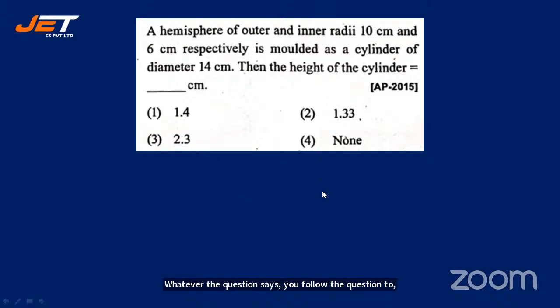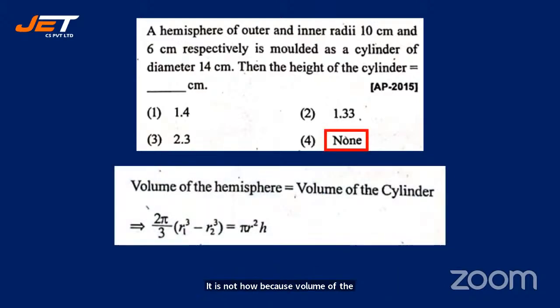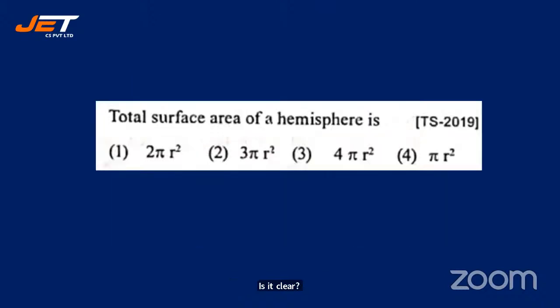All right, now let's see the answer for this. It is none. How? Because volume of the hemisphere is the volume of the cylinder. Is it clear? Which is pi r square h. Yes. So see the next question.